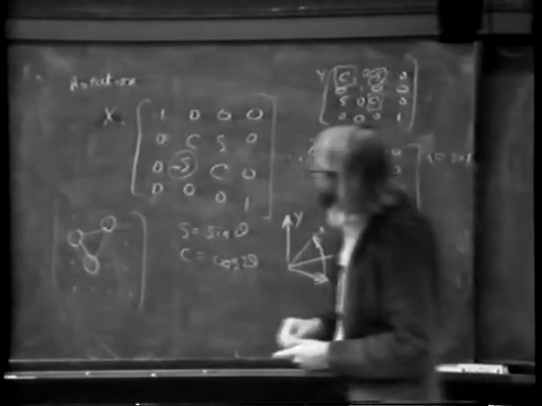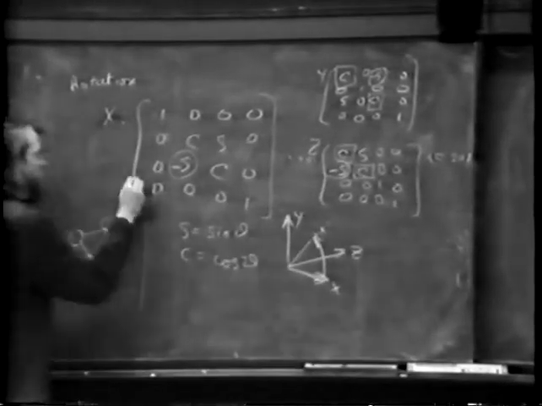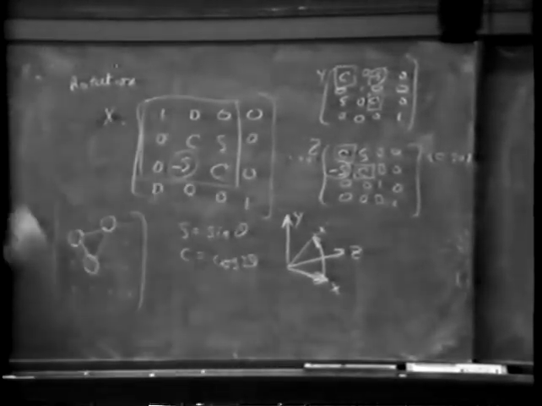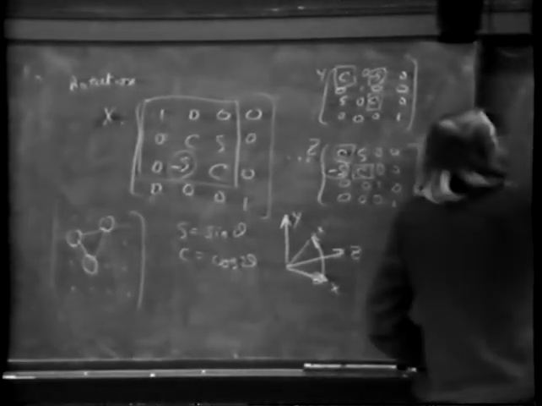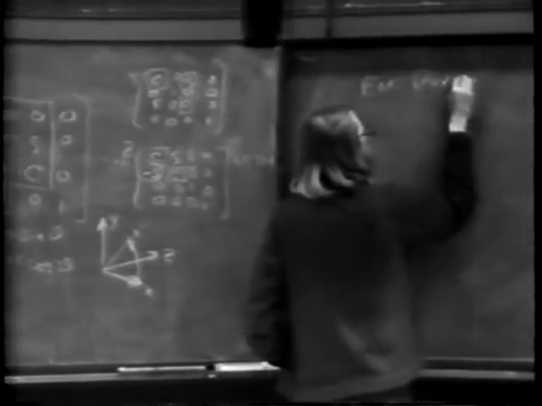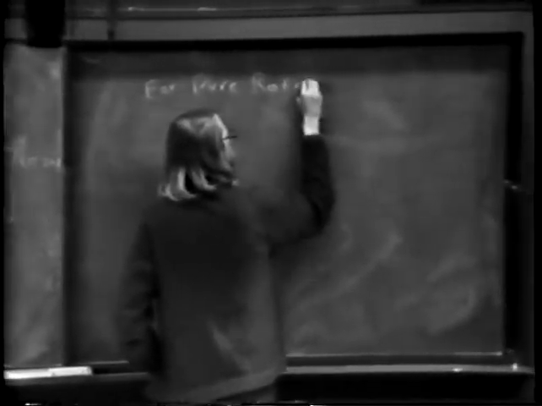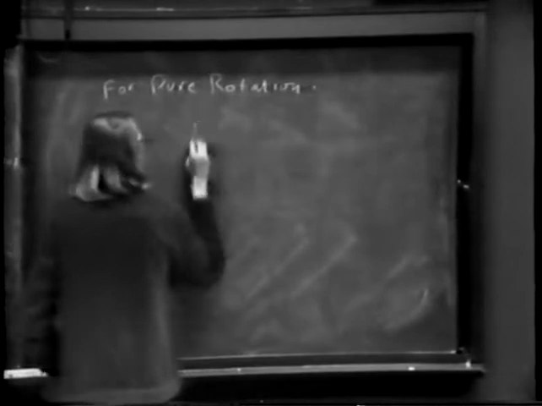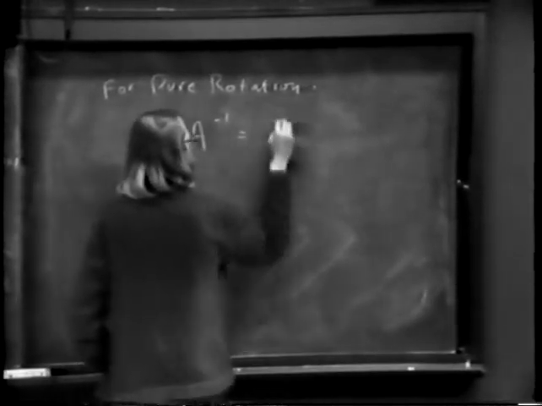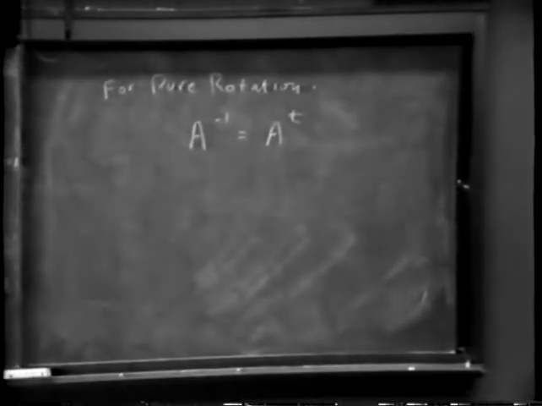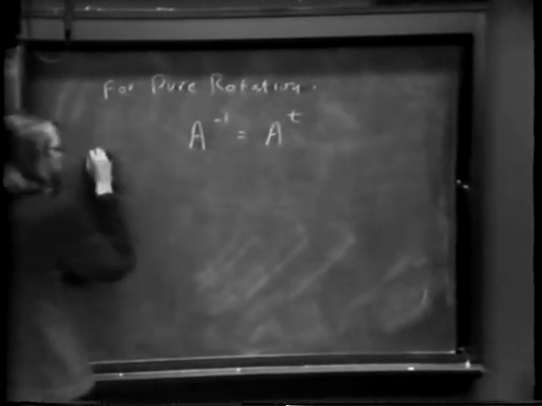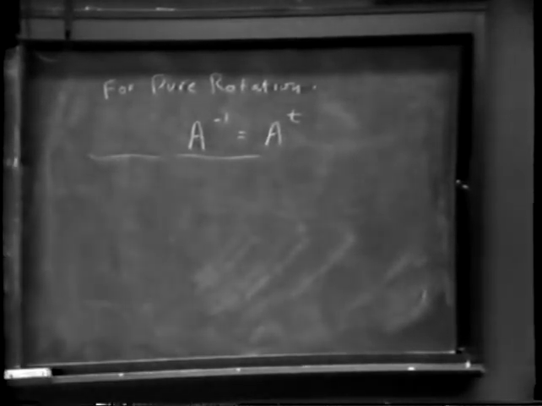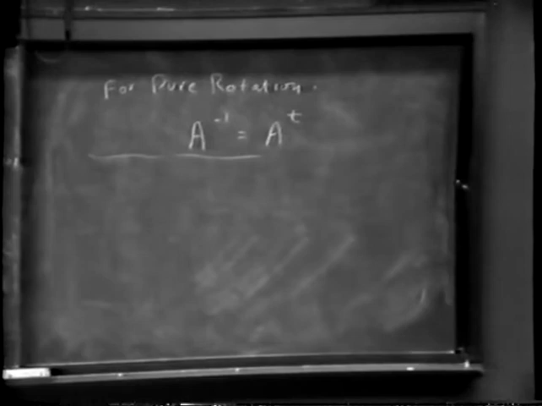Some other interesting properties of rotation matrices. Let's just take a look at the upper left 3 by 3 part. That's just the pure rotation. The inverse of a rotation matrix is equal to the transpose of the matrix. Very simple to invert a rotation matrix. You just flip the entries around the diagonal. And if you don't believe that, homework assignment number 1 is to prove that to yourself.